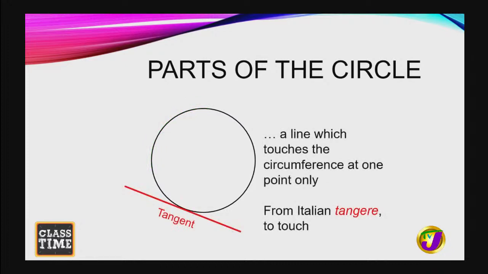Oh, I'm seeing a special line here I don't normally see on a circle. It's called a tangent. Can you tell me a little bit more about the tangent line? All right, well, according to our definition here, the tangent is a line which touches a circumference at one point only. So it only touches our circumference at one point.